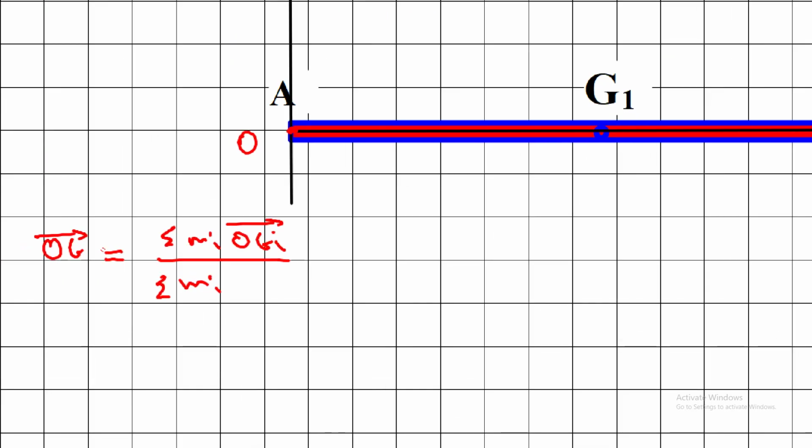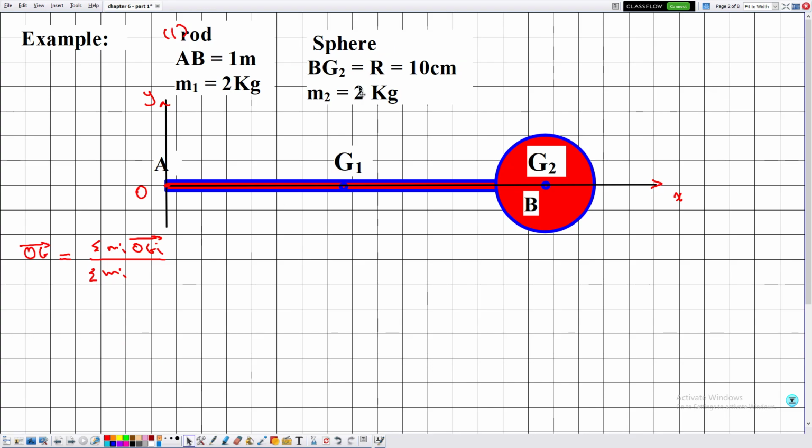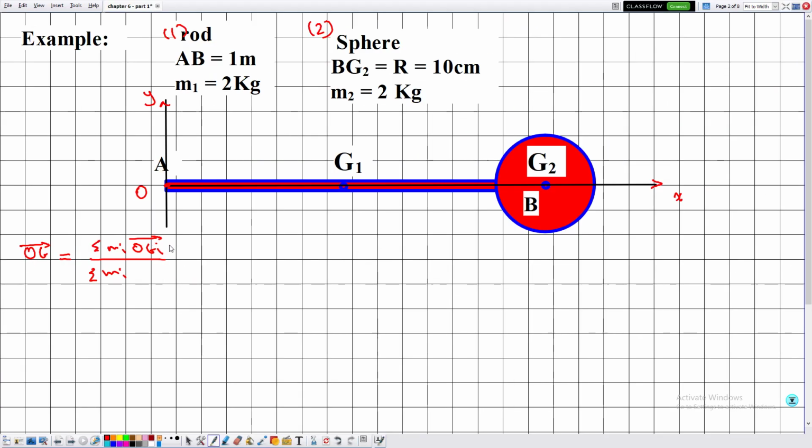So in this case, what does i represent? i represents the number of objects. We have the first object, which is the rod, and the second object, which is the sphere. So we are simply summing over 1 and 2, so this is given by M1 OG1 plus M2 OG2 divided by M1 plus M2. Now let's locate the coordinates of each of the points G1 and G2.